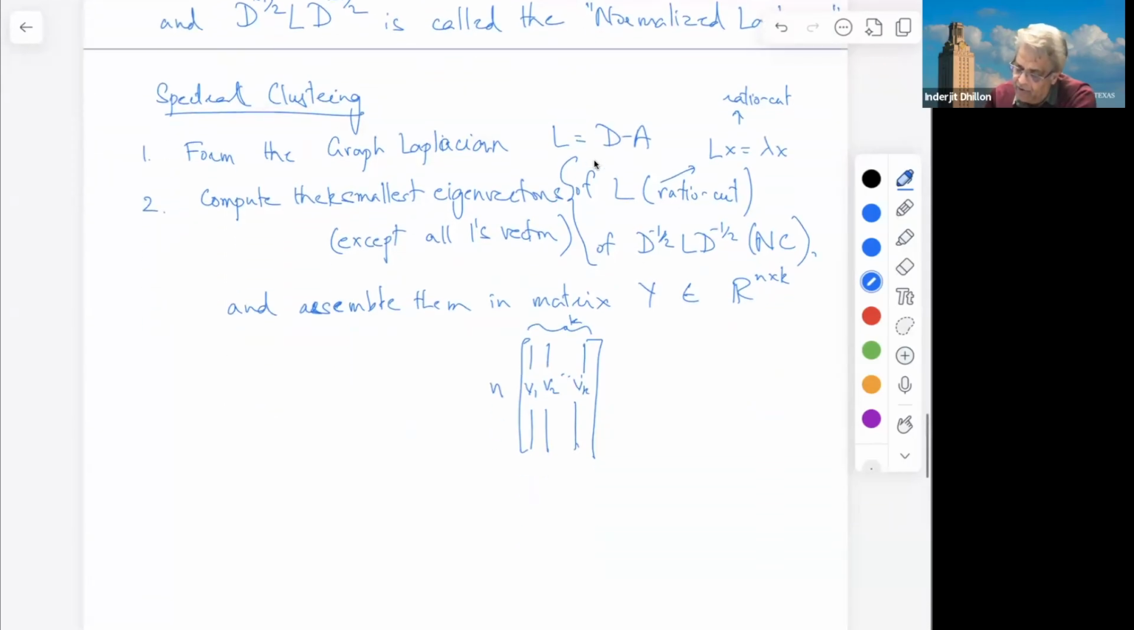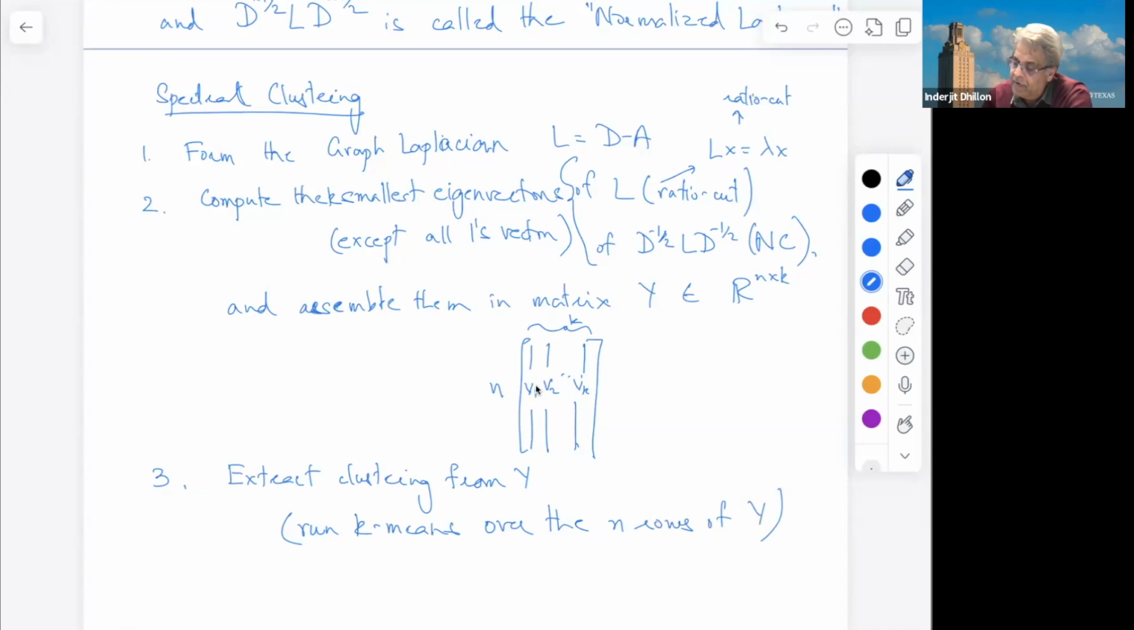Then you can think of these vectors as the Y_c's that we talked about, except there is no 0, 1 constraint on them. So now, given these vectors, you want to extract the 0, 1 constraint. You need some way to extract the clustering from Y, and one way to do it is to run k-means over the n rows of Y.